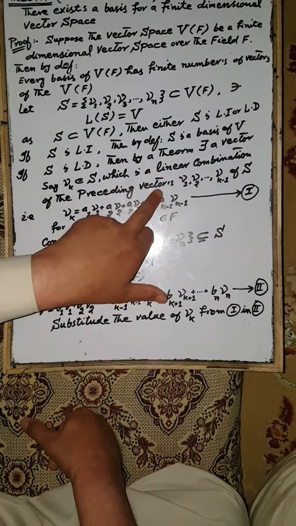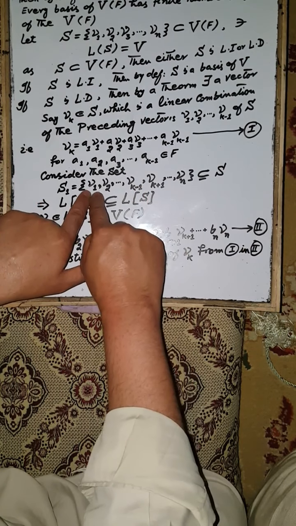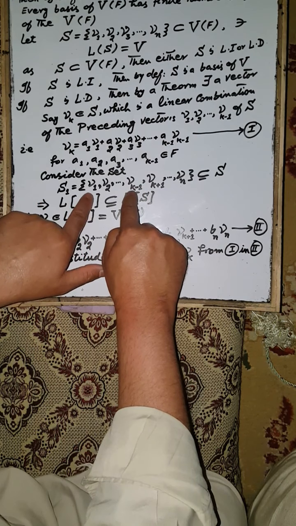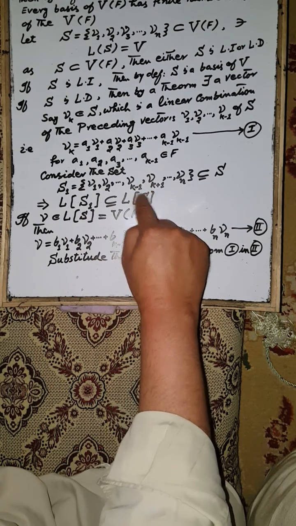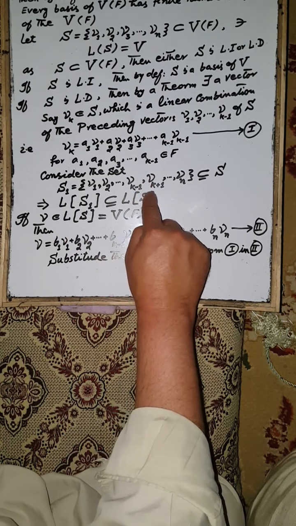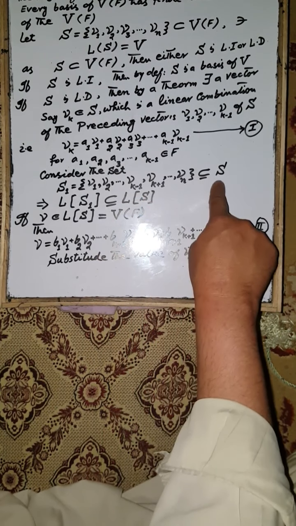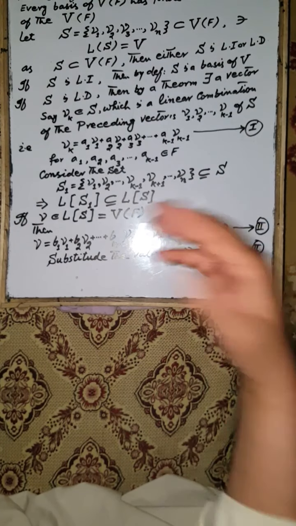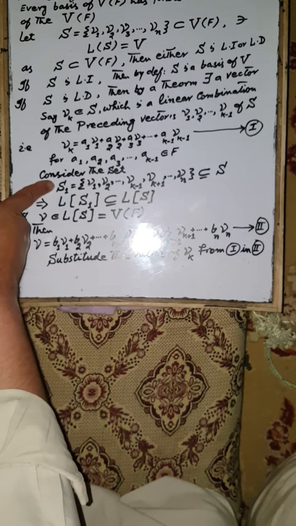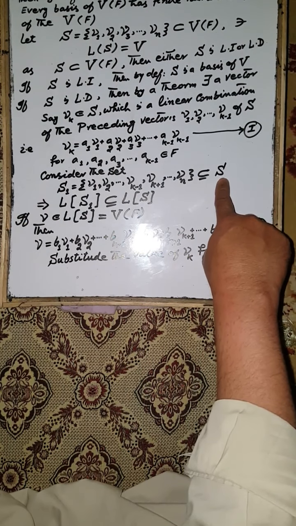Remove the element vk from the set S, and we get another set S1 containing the elements v1, v2 up to vk minus 1, and the next vector will be vk plus 1 up to so on vn, which is a subset of the set S. Since the set S1 is a subset of the set S, then by a previous theorem, the linear span of the set S1 is a subset of the linear span of the set S.